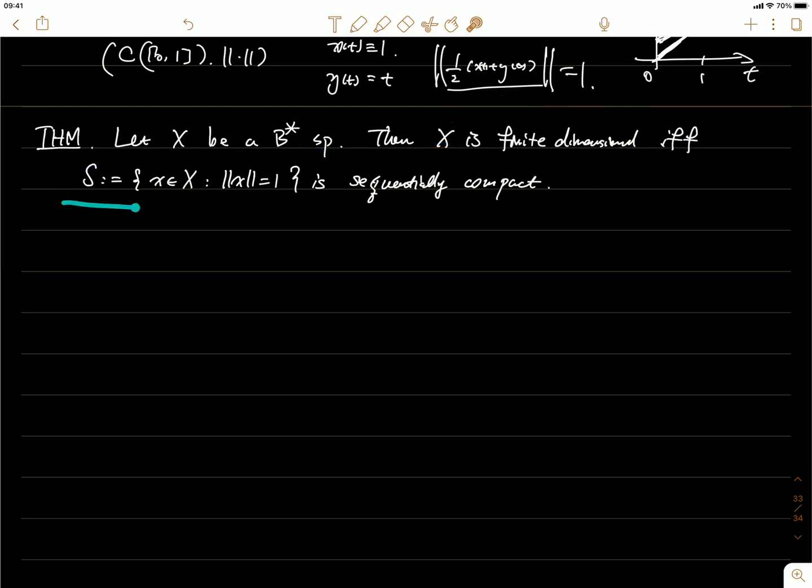And the question is, why can we also use this as a criterion to check if X is finite dimensional or infinite dimensional? Okay, and this is a very simple condition. You just check the unit sphere. If it is sequentially compact, then the space must be finite dimensional. Otherwise, it's not. Okay, so I will just prove this direction.